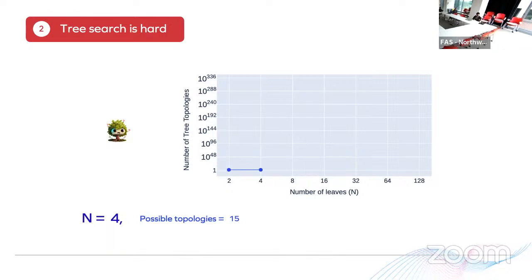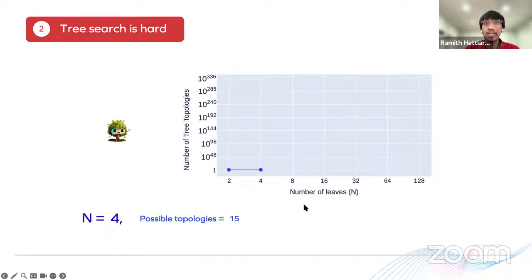Here, does the length of the sequence affect this number? No, actually. If we have the number of leaves, we can directly quantify the number of tree topologies using the number of leaves. Okay, I see.